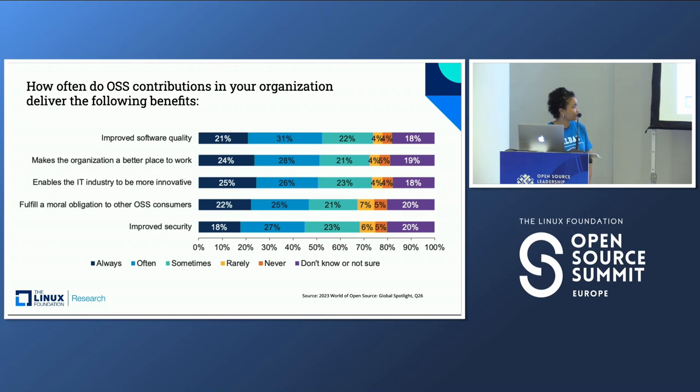Going into the specific benefits that contribution brings, the question was, how often do OSS contributions in your organization deliver the following benefits? And improved software quality came up on top, as 52% said always or often. It also makes the organization a better place to work, and in an industry sense, enables the IT industry to be more innovative. People also mentioned a moral obligation, and there was also improved security.